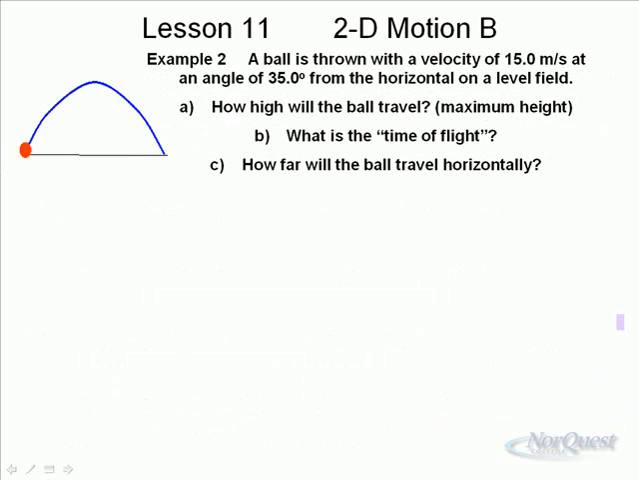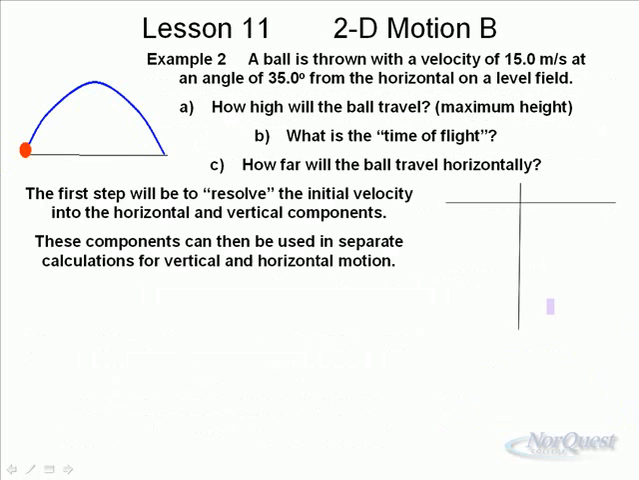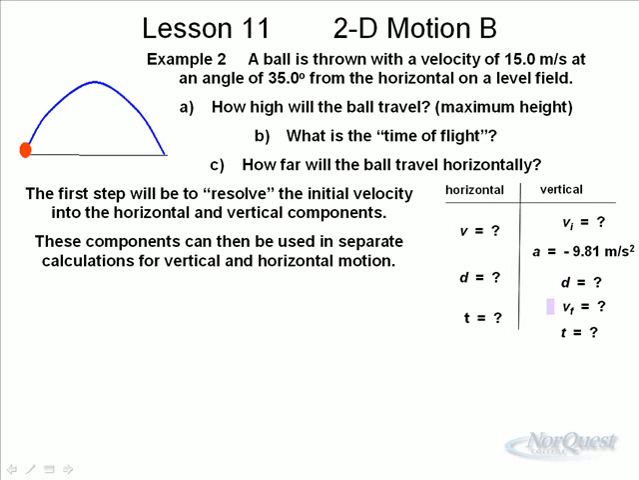So if the ball is thrown with a velocity of 15 meters per second and an angle of 35 degrees, what is the time of flight, and how far will the ball travel horizontally? The first step is to resolve the initial velocity into the horizontal and vertical components. Once we know these, then we can start to solve the problem.